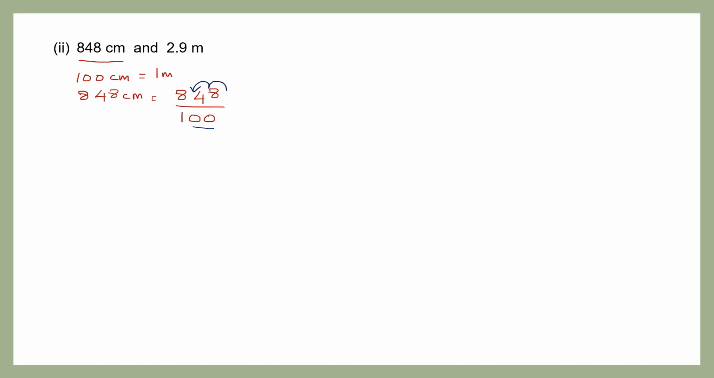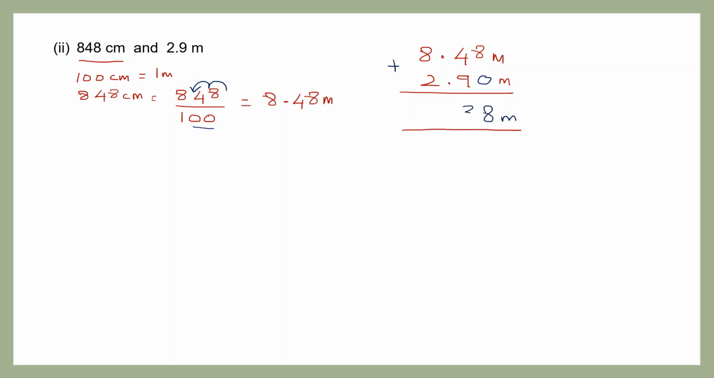And now my answer here is 8.48 meters. Now I can add up both these. So 8.48 meters and 2.9 meters. So let's add these up, make them like decimals, and let's start the addition. 8 plus 0 is 8. 4 plus 9 is 13. I carry 1. 8 plus 2 is 10. Plus 1, 11. 11.38 meters.